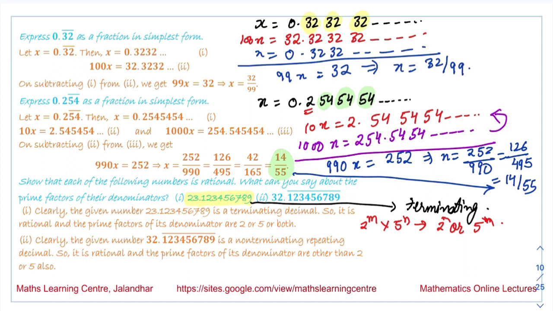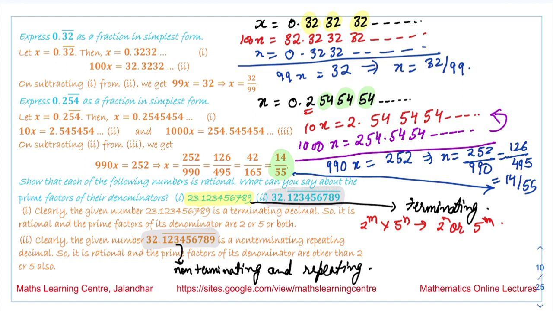Next is 32.123456789 bar. So what kind of number is this? The decimal representation is non-terminating and repeating decimal.